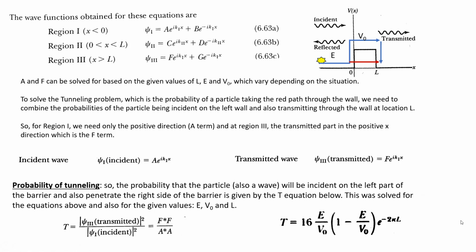So the next thing I do is I use the initial conditions, the energy of the particle, the energy of the potential barrier, and the length of the barrier to go from this equation to this equation. And this equation will give me the probability of the particle tunneling through this barrier wall.